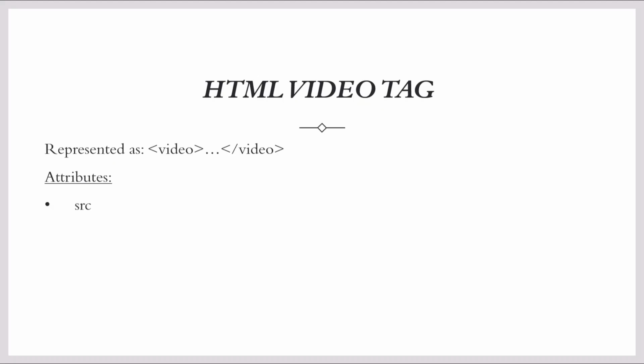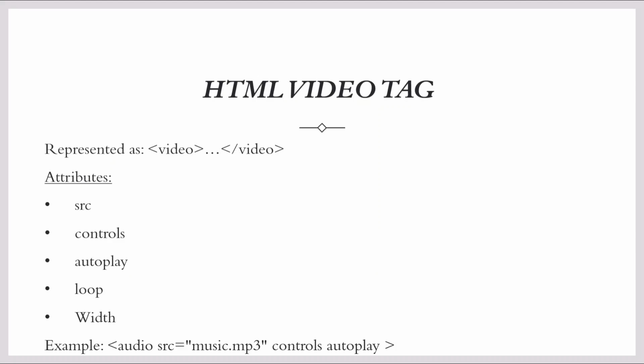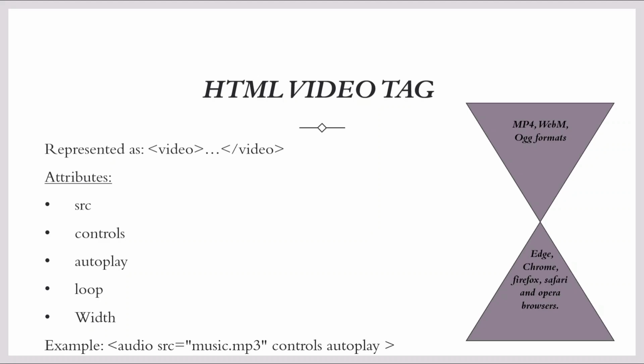We can define the video source using the src attribute and utilize attributes such as controls, autoplay, loop, width, and height to customize the video player appearance and behavior. Example: video src equal to file name, controls, autoplay. MP4, WebM, OGG formats are supported in the Edge, Chrome, Firefox, Safari, and Opera browsers. Let's see an example.